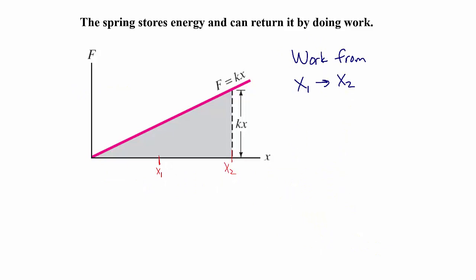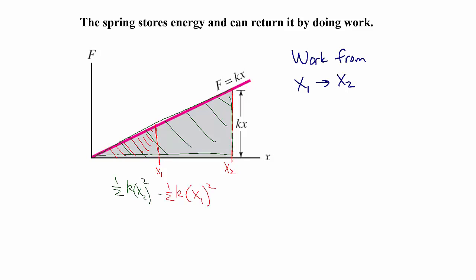What if the spring was already stretched a certain distance x1, and we wanted to find how much work was done going just from x1 to x2? Graphically, we would look at the work done going from 0 to x2, which is 1/2 k times x2 squared. But then we subtract off how much work had already been done initially, 1/2 k times x1 squared. That gives us the area of this green trapezoid.